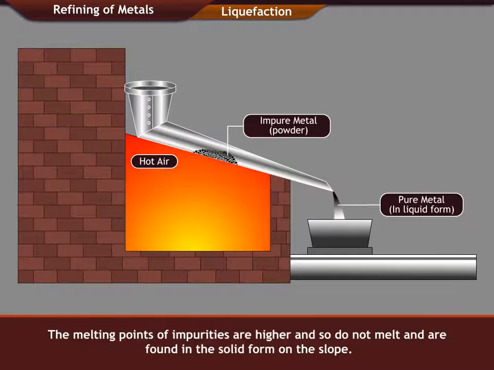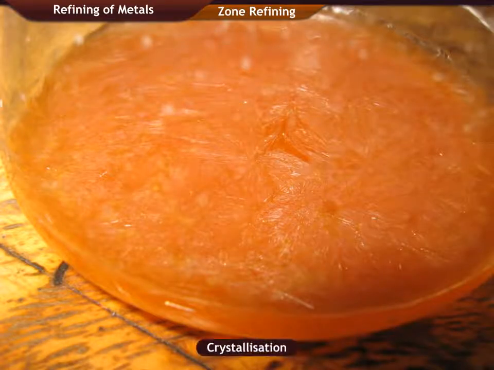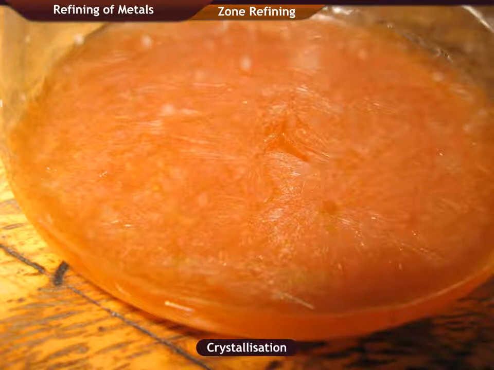The melting points of impurities are higher and so do not melt and are found in the solid form on the slope. If impurities are present in traces, the principle of fractional crystallization is followed.